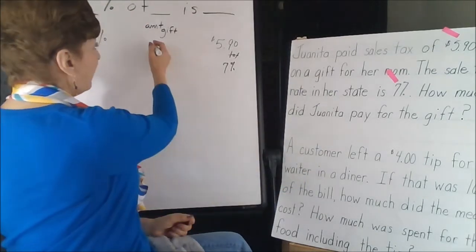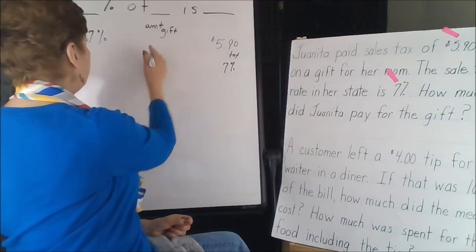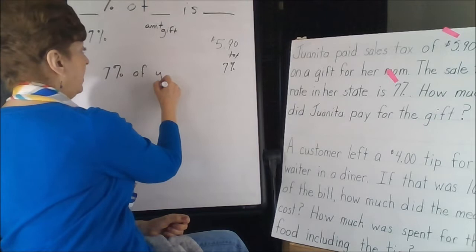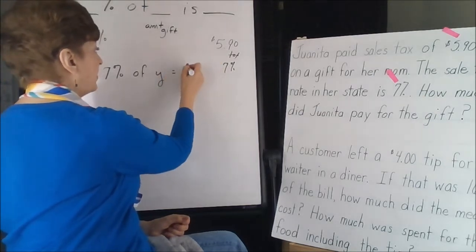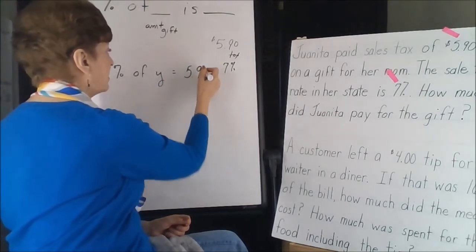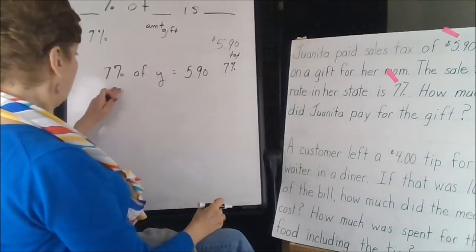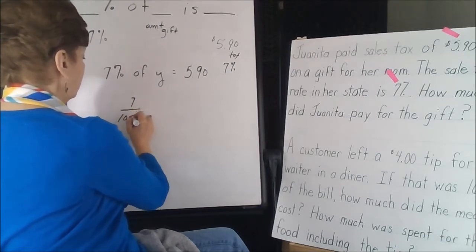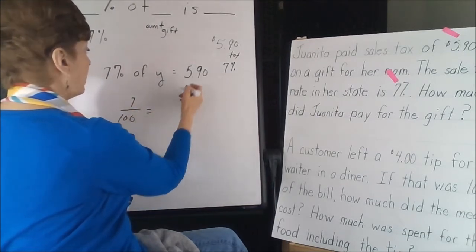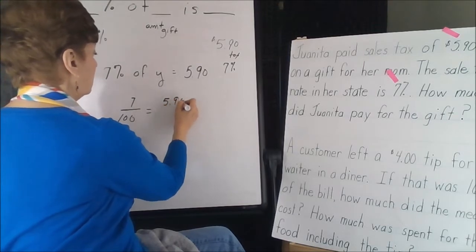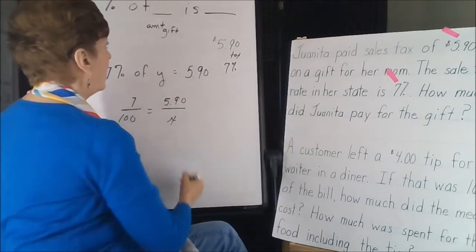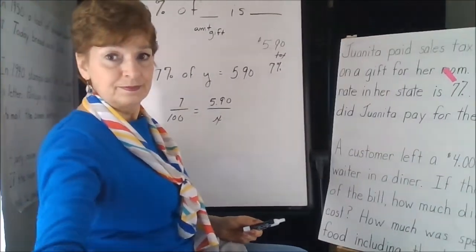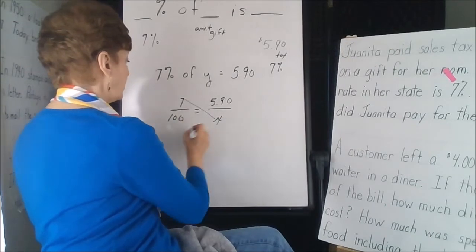So what we have here is we do not know the of number. 7% of y equals $5.90. That would be the tax. Okay, so we could do 7 over 100 is equal to, here's our is number, and we do not know our of number. Cross multiply.